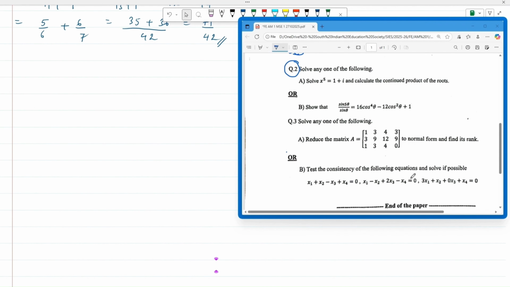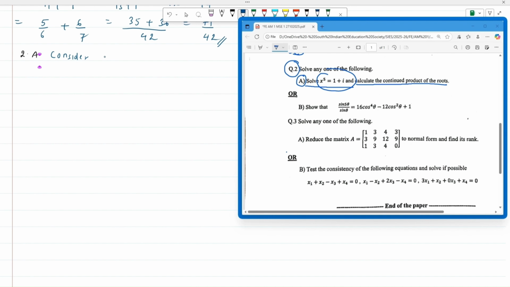Now in question number 2, we'll be dealing with a complex numbers problem. The question is: solve x raised to 5 equal to 1 plus i, and once we solve it we will get 5 roots since it's a degree 5 equation, and then further you need to calculate the continued product of the roots. So first let us solve this equation.